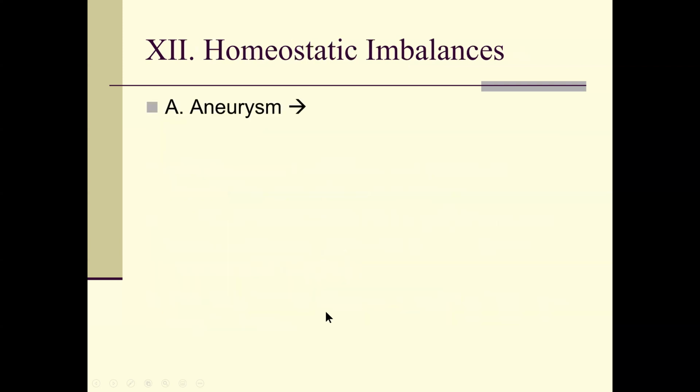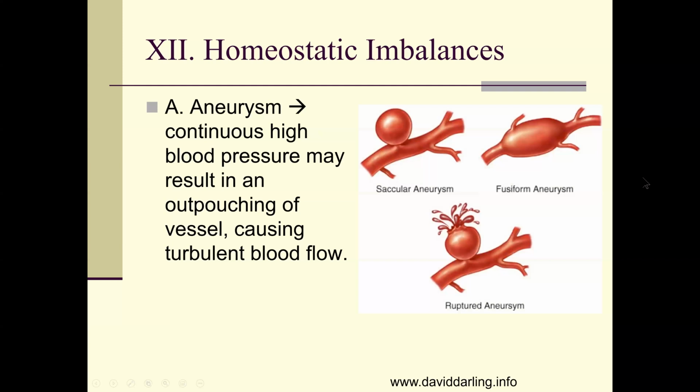Okay, homeostatic imbalances, we can have an aneurysm. These are the different types of aneurysms.